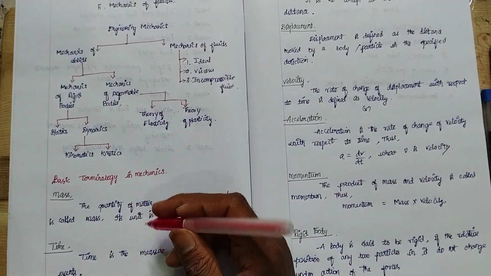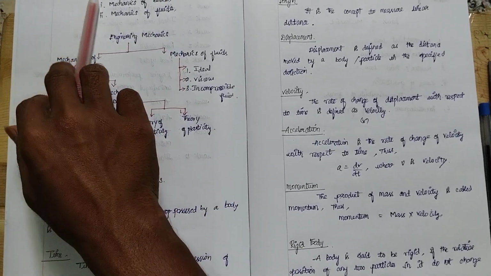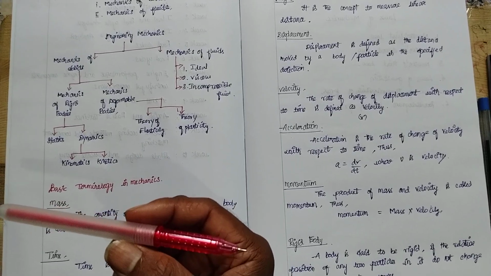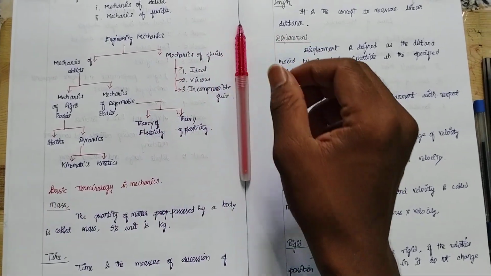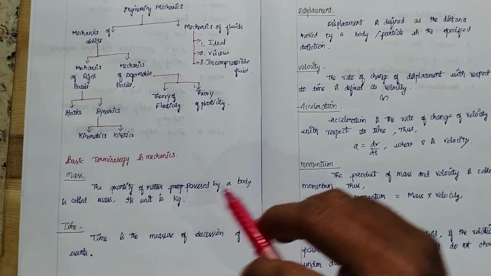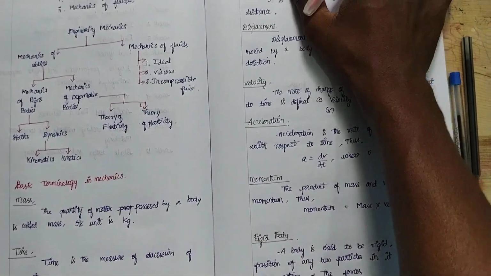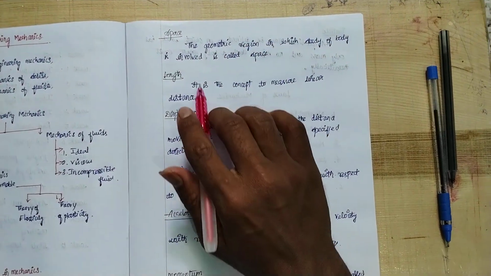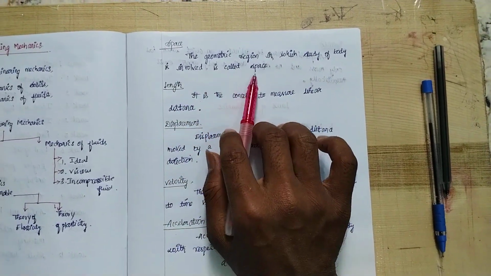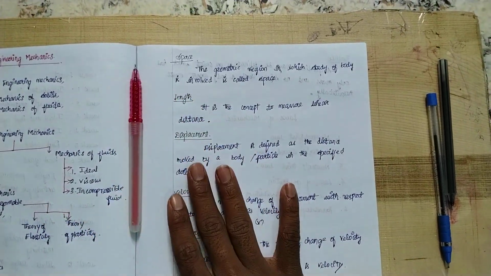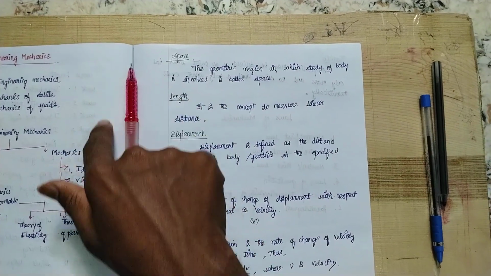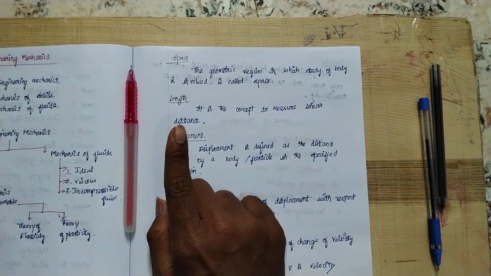And what is time? If I throw the pen like this, the first event is the pen is in my hand, and the second event is the pen is in the notebook. So the succession of events is known as time. Another one is space. The geometric region in which the study of a body is involved is called space. If the pen is resting on this notebook, I am studying the pen with respect to the notebook. So this is known as space.